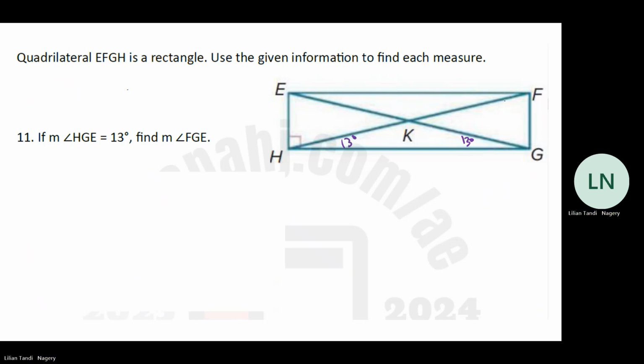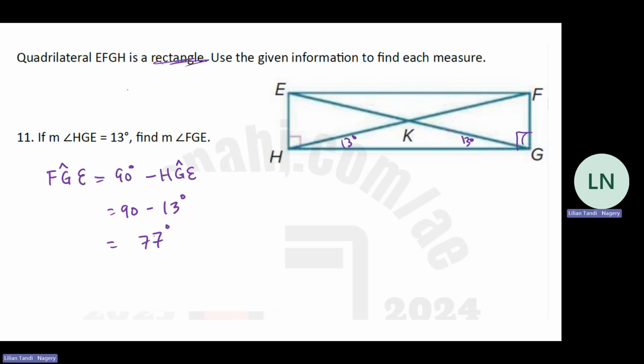Now we want FGE. We want this one here. Because this is a rectangle, this has to be 90 degrees. So 90 degrees minus HGE. Okay, so 90 minus 13 will give us 77 degrees.